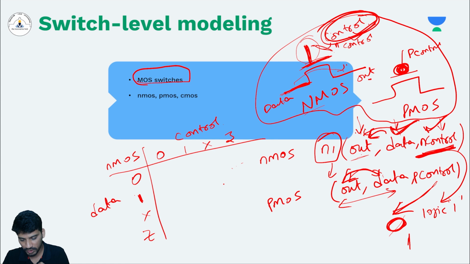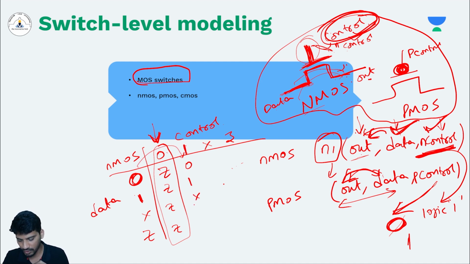What happens for NMOS is, if the control is 1, then only there will be data conduction. If the control is 0, no matter what the input data is, your output is always in high impedance state. So if the control is 0, there is no conduction, the switch is open, so your output is always in high impedance state. If the control is 1, then your data will appear as it is. If data is 0, your output will be 0. If data is 1, your output will be 1. If data is X, your output is X. If data is Z, your output will be Z.